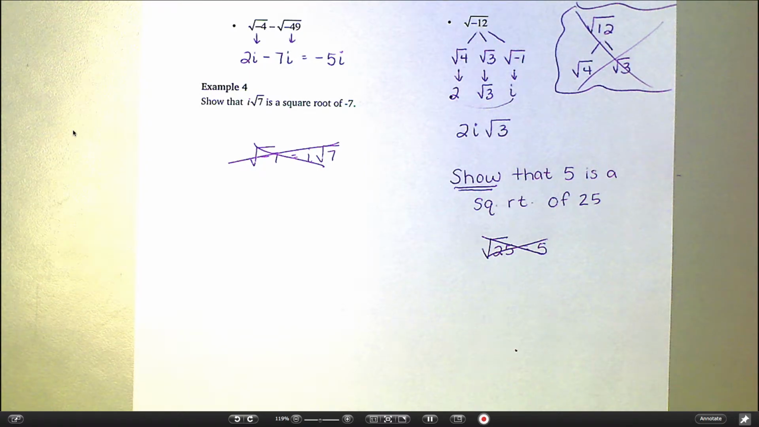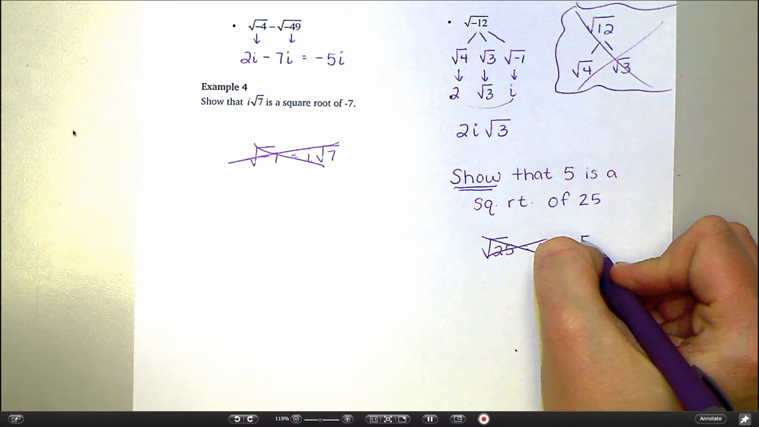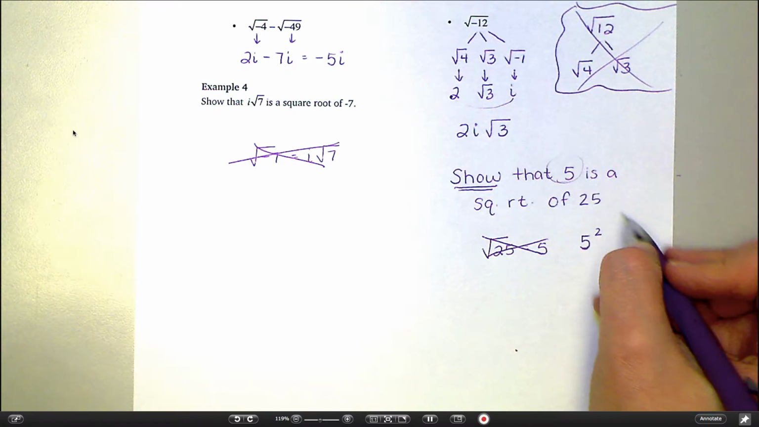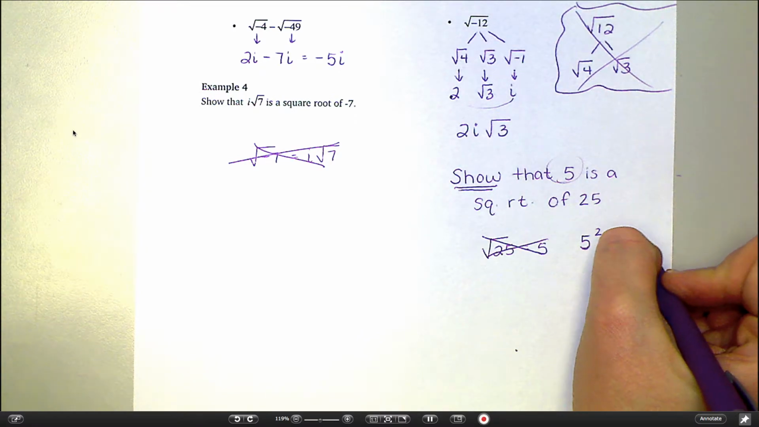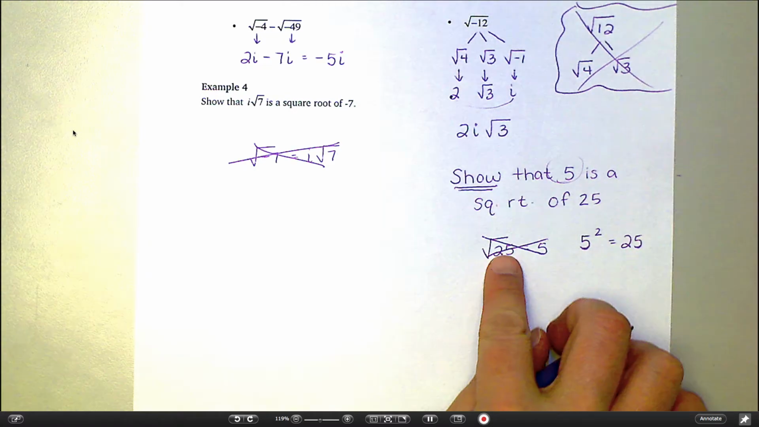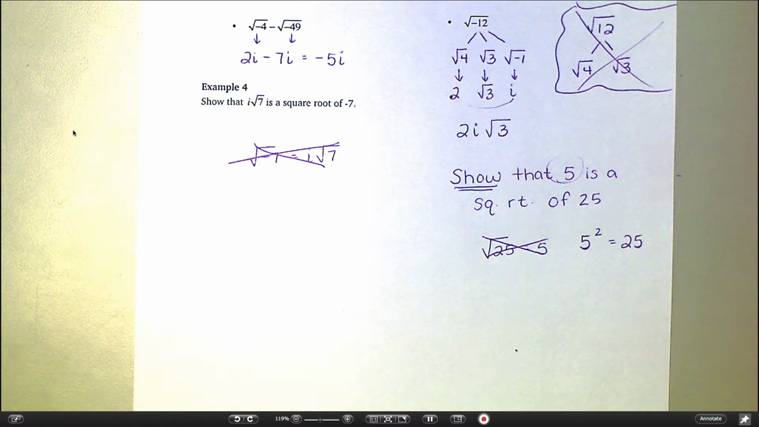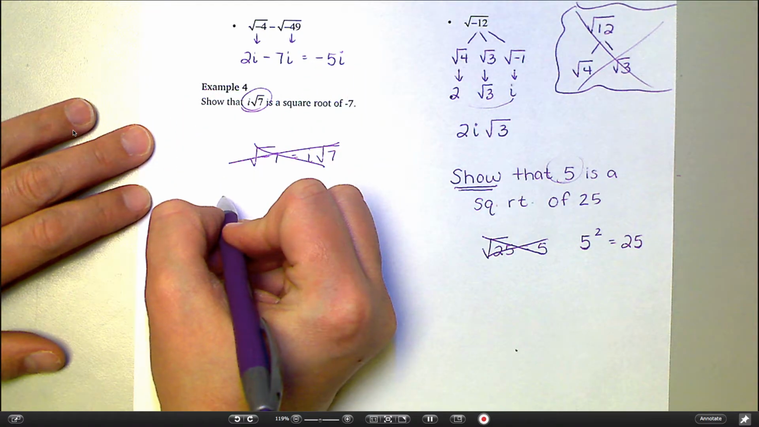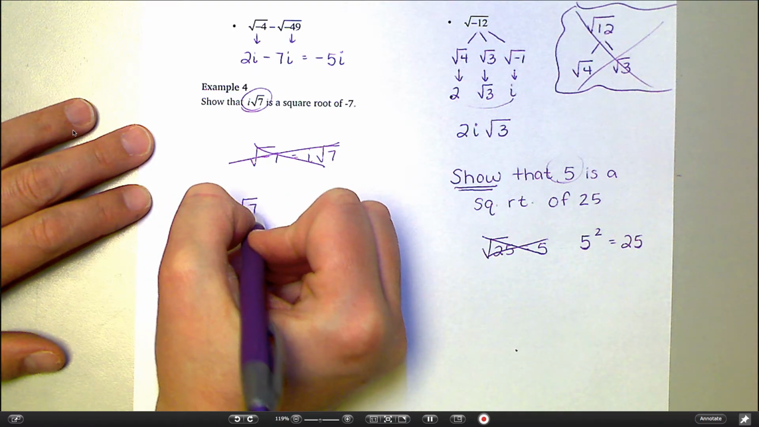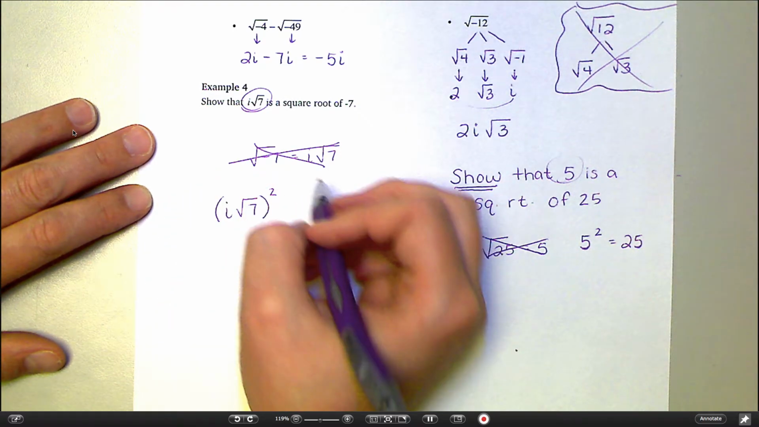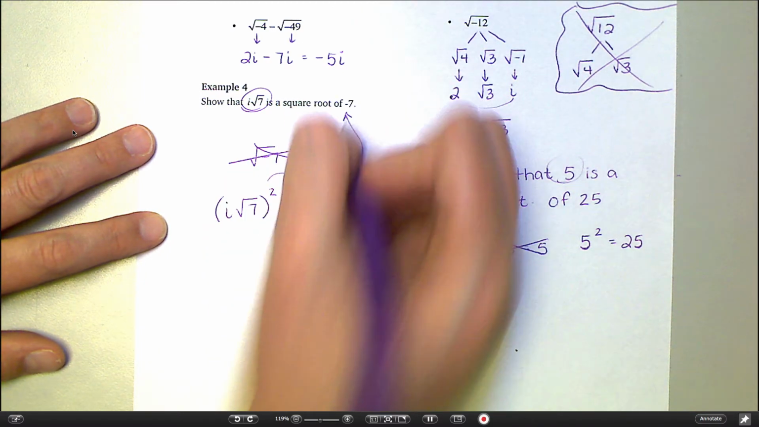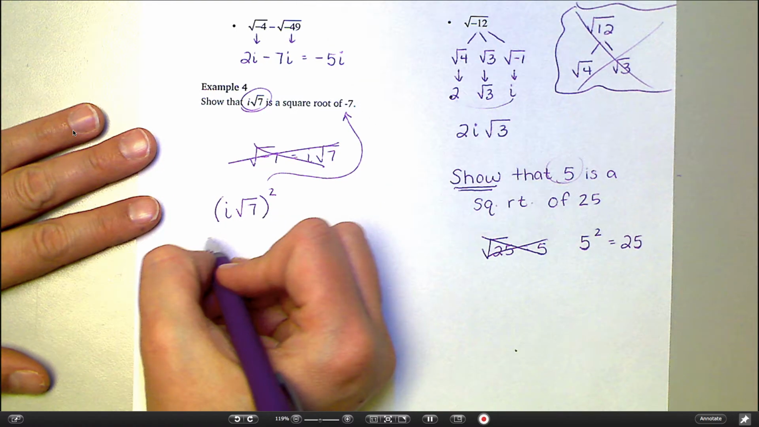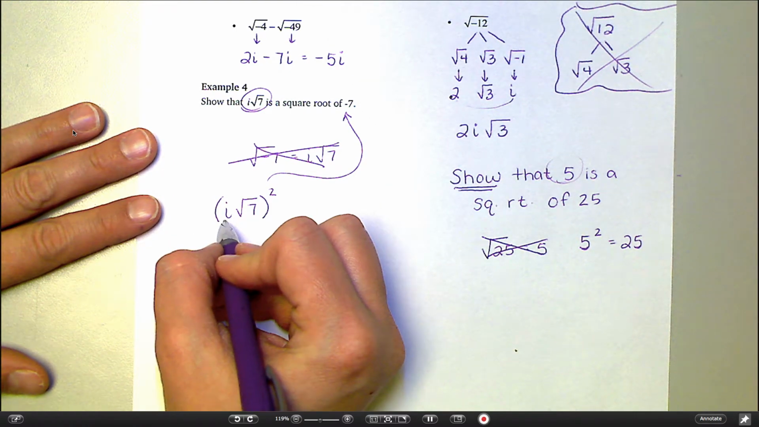The way you would show me that is by taking the 5 and squaring it and saying, hey, look, when I square this 5, it turns into 25. That's why when I do a square root of 25, I get 5, okay? So that's what we're going to do here, we're going to take this and square it, and show that when we square it, it comes out equaling -7, okay?